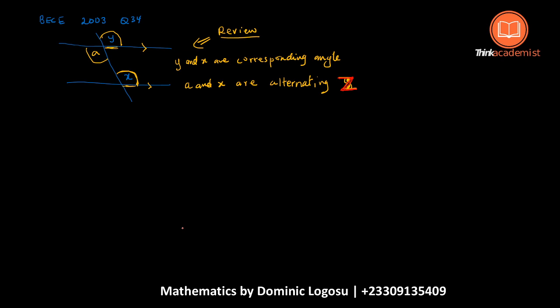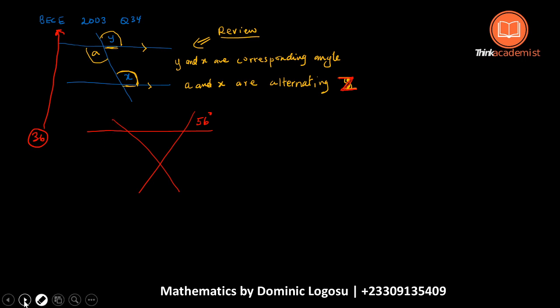Okay, so that's a little revision. Let's take another angle question, which is question number 36, same BECE. We have this beautiful diagram. We have here to be 56 degrees. We have here to be 72 degrees. Okay, 72. I don't know if you can see. Let me write that well. 72 degrees.